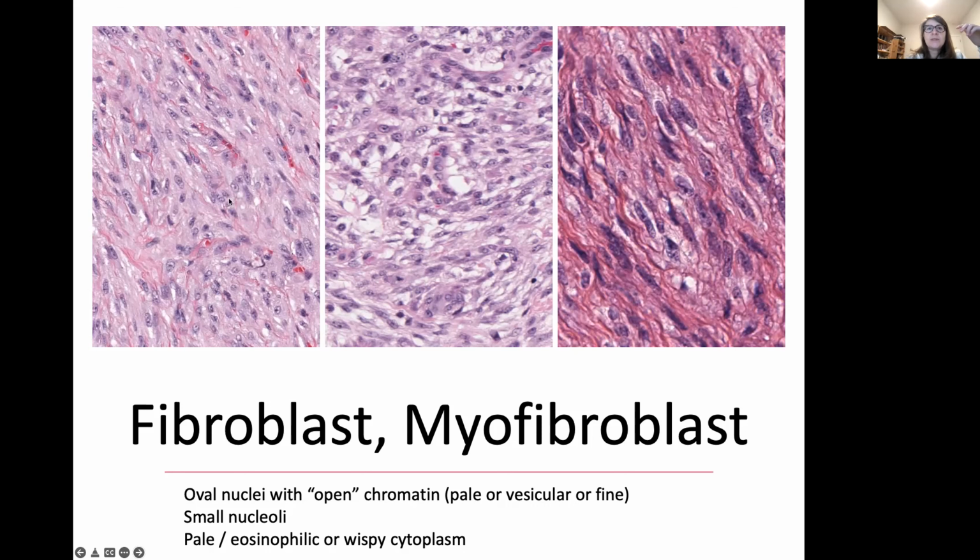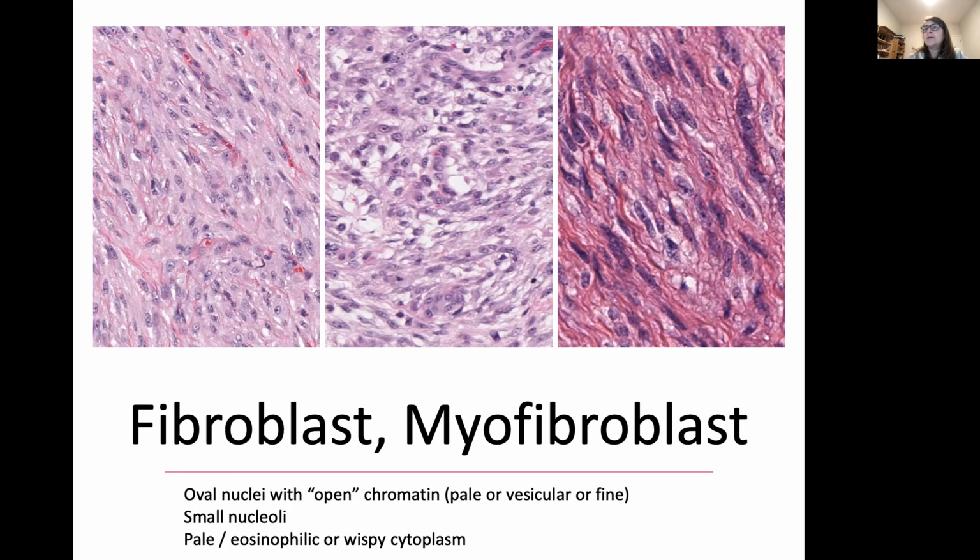The cytoplasm of fibroblast and myofibroblast is very pale, clear, and wispy. Sometimes people call these things tissue culture. If you've ever seen tissues growing on a plate in culture, it's this wispy, haphazard arrangement of cells with oval nuclei. And here we have very small pinpoint nucleoli, okay?